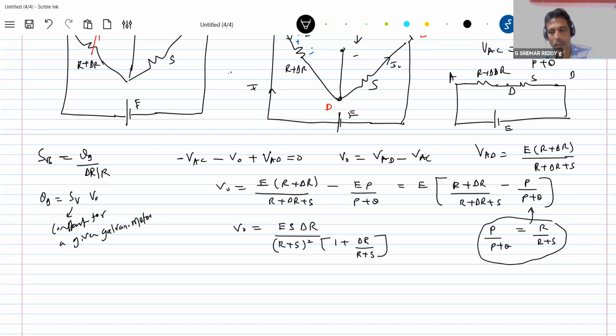There's one more thing which you have to remember. Otherwise, sir, where have P and Q gone? You see, it's not available. I replaced P by P plus Q with this particular formula.